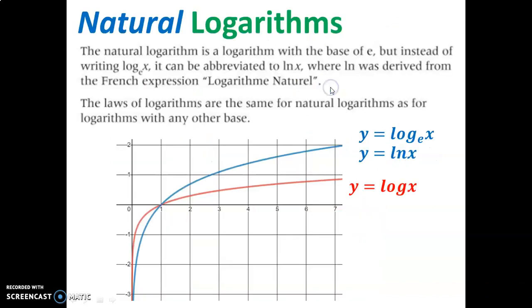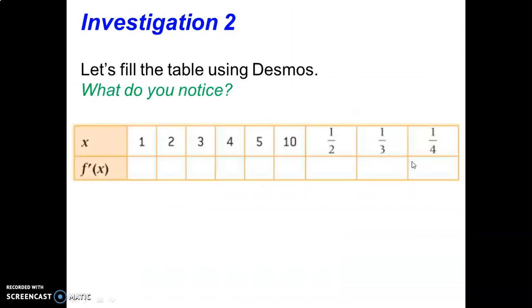Very interesting. All right, now let's shift our thinking to natural logarithms. We just talked about exponential functions with base e. Now let's talk about log functions with base e. And remember, those are called natural logs, ln x. Okay, so for this second investigation, we're going to use Desmos. We're going to take a natural log function and find the derivative of it. Our goal is to figure out what the derivative is by doing this table here.